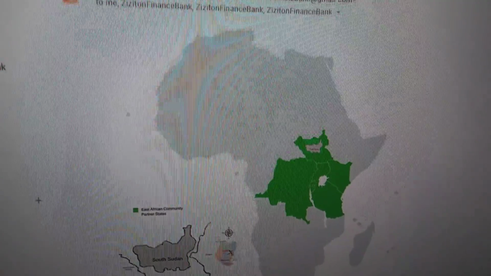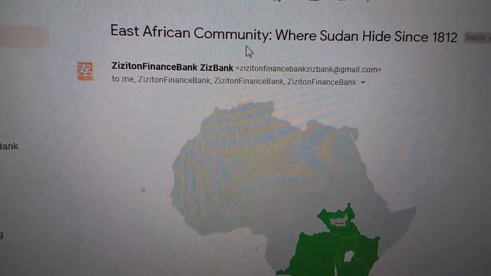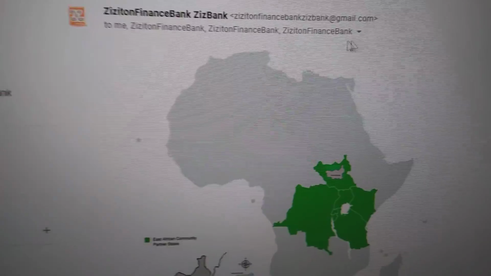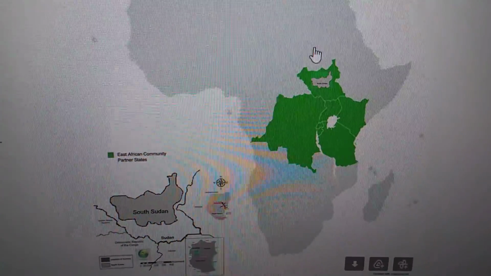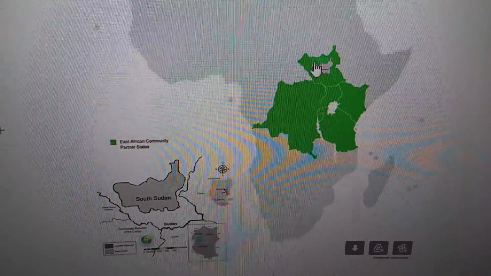So briefly, ladies and gentlemen, let's see here. This is East African communities where Sudan has been normal height since 1812. Okay, so in overview, this is Sudan, but we have these confusions. This is Sudan 1, Sudan 2.